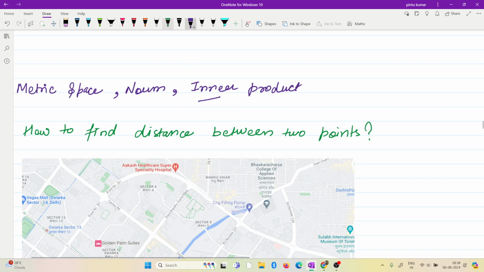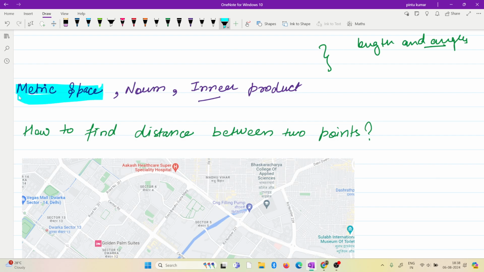So till now we talked about linear transformations. Now we want to talk about something like length and angles. We did some discussion on this last time also, but today is going to be more rigorous. From my side, I have included one more thing, that is metric space. I'll explain why I have included this.